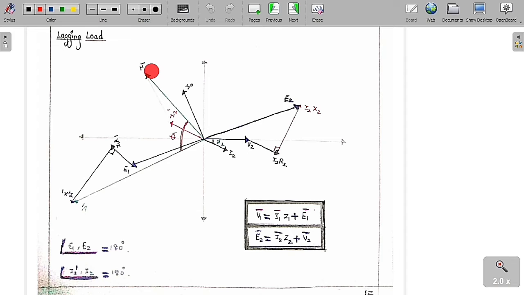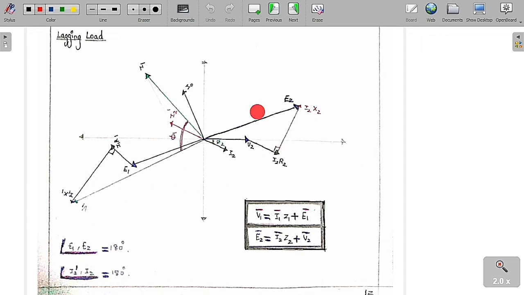Now this current I1 is going to pass through resistor R1, so both are in phase: I1 into R1. And in the inductor, the voltage is going to lead, or the current is going to lag the voltage by 90 degrees. Current is in this direction, voltage is in this direction, so the voltage leads the current by 90 degrees. So this is I1 into X1. If you add all these three vectors, we get the supply voltage V1.